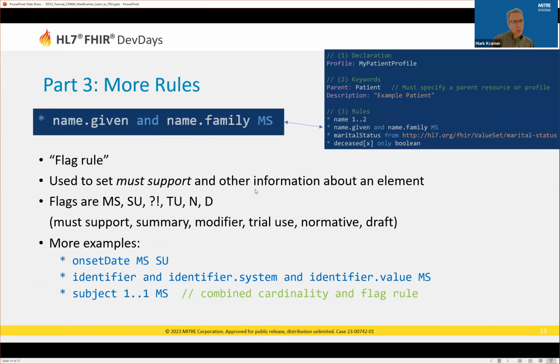The second rule is what we call a flag rule. Again, it starts with an asterisk, and it applies a must support flag in this case to 2 elements, name.given, which is really Patient.name.given, and name.family. And the must support flag is the most common, but there are others. There's an S U for summary, the question mark exclamation point for modifier, things you've got to watch out for, and trial use, normative, or draft status. You can play around with these flags a bit. You can have multiple flags on one line. You can have multiple items on one line, which you actually see up here. Or you can combine cardinality rules and flag rules together and say, like, subject is a required element of max cardinality 1, and it is must support. So that's a flag rule.